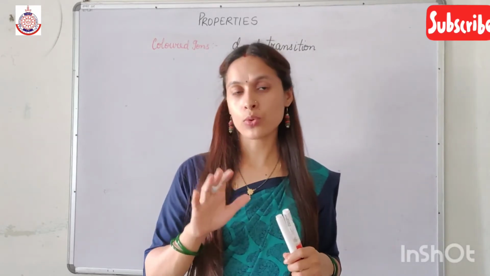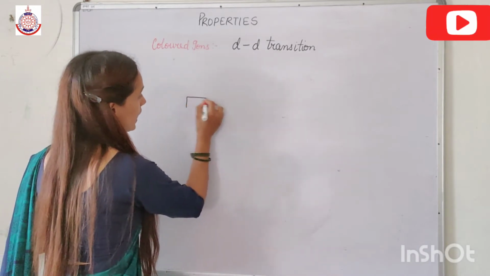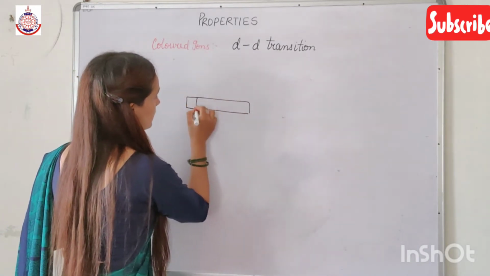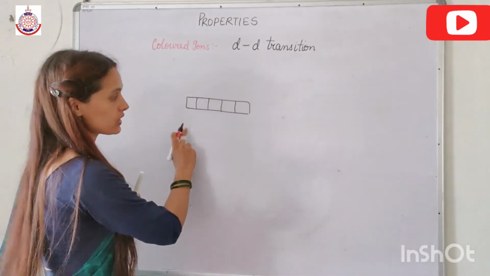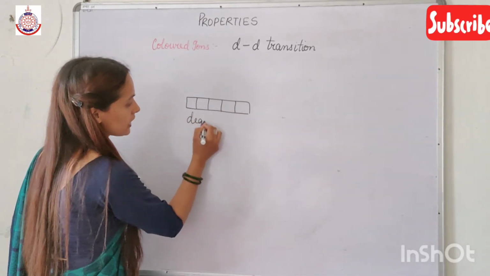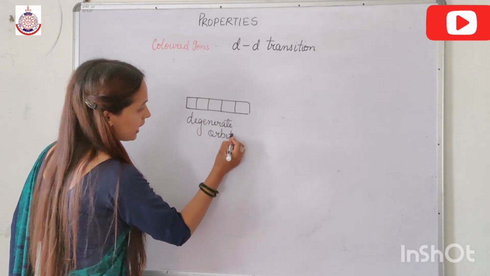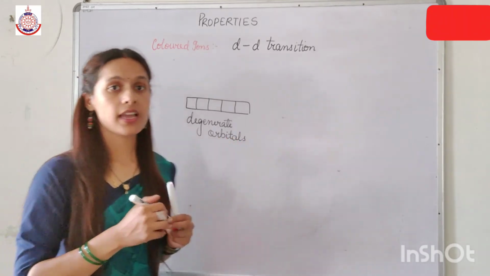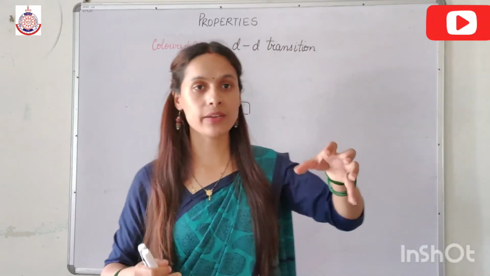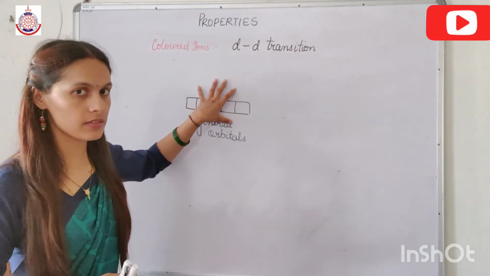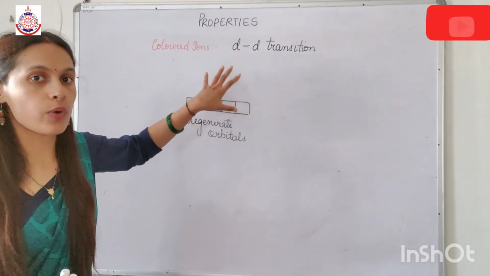In the d subshell, we know that we have 5 orbitals. In the d subshell, how many orbitals do we have? We have 5 orbitals, and these 5 orbitals have the same energy in the ground state. Therefore, these 5 orbitals are known as degenerate orbitals. As soon as an anion or a ligand, meaning another atom, approaches these orbitals, what happens?